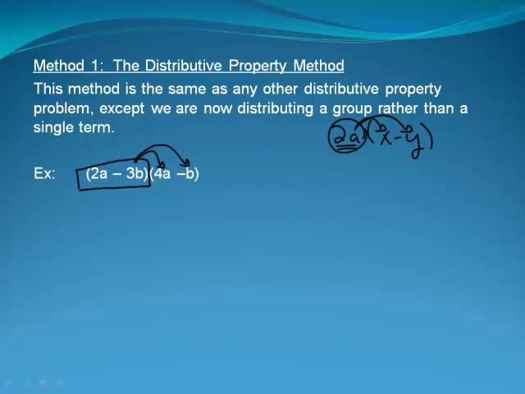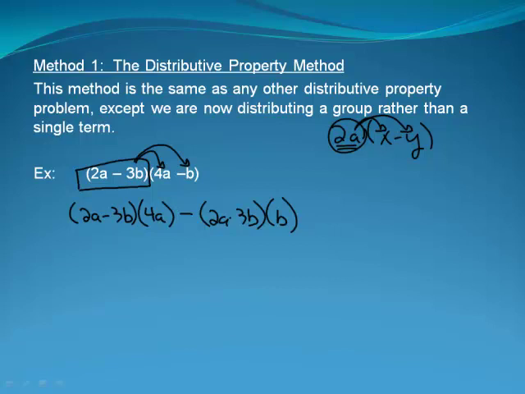All right, so to do that, we're going to take that group, and you need to keep the parentheses because it's the whole group times that first term in that second group. So we've got the group 2a minus 3b times 4a minus the group 2a minus 3b times that b. All right, now at this point, we have distributive property again. We've got a group times a single term.